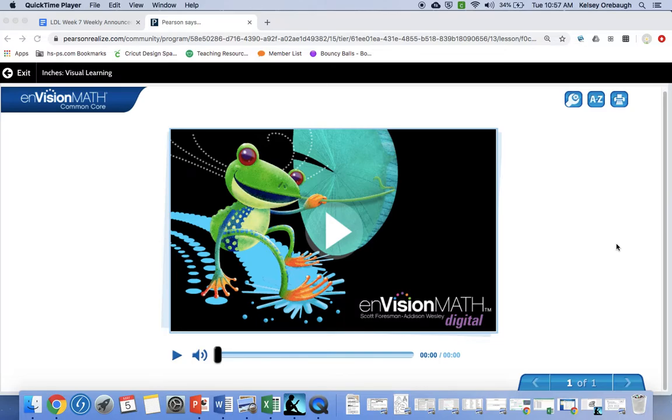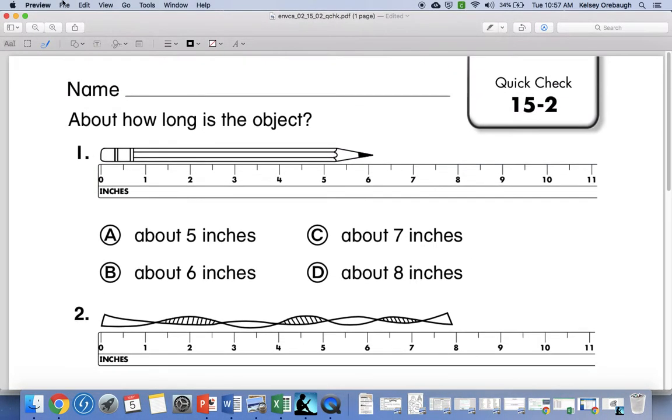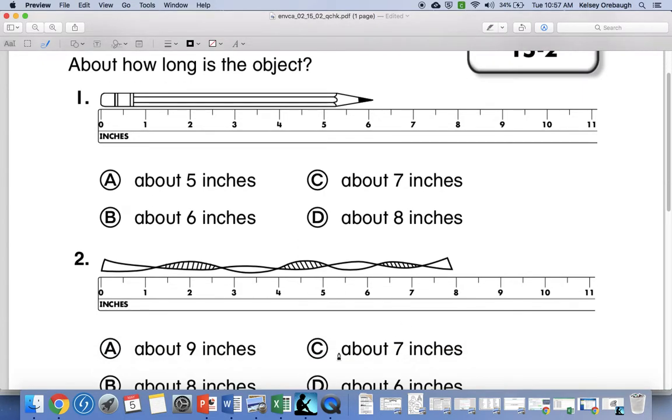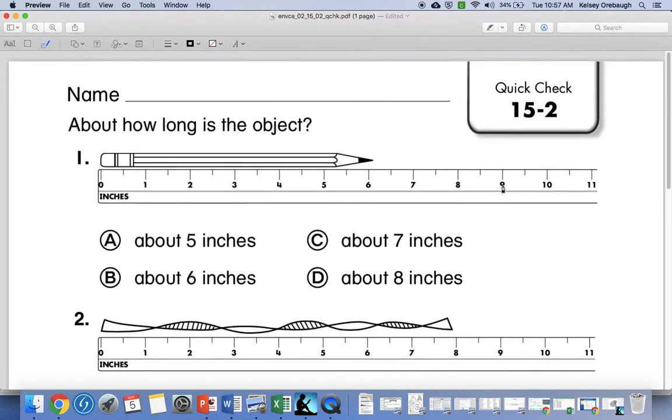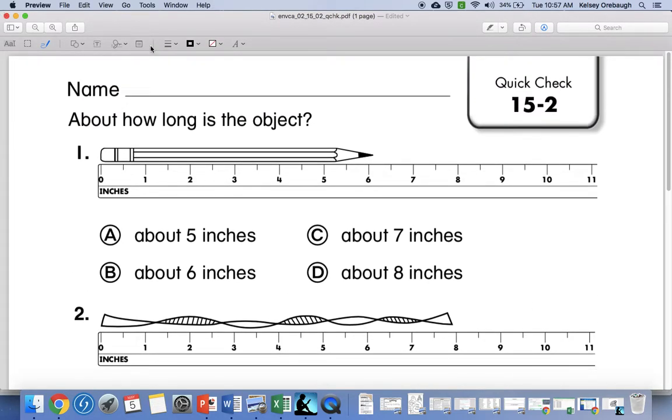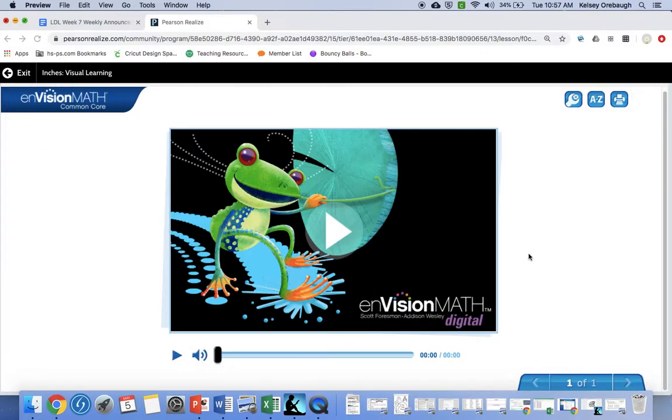We are going to get started with our video, and then we are going to do the quick check activity together. Because I do not have a ruler on my screen for the other worksheets, we're actually going to do the quick check together. So this is going to be useful to you for your digital quick check. So please make sure to watch this video first before you complete your digital quick check activity on Pearson Realize. All right, let's get started.